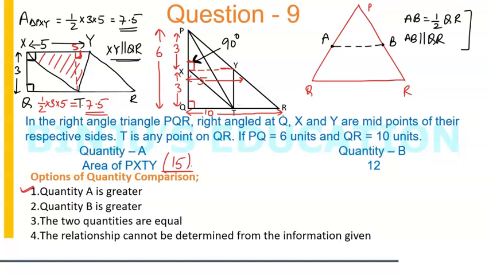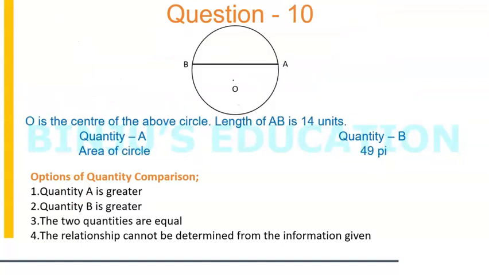Alright, let's try one more question for this video. Pause the video and try this question number 10, please. Alright, let's see what it says. O is the center of the above circle. Length of AB is 14. Quantity A is the area of the triangle. Quantity B is 49 pi. It's a very simple question. It's not that difficult.